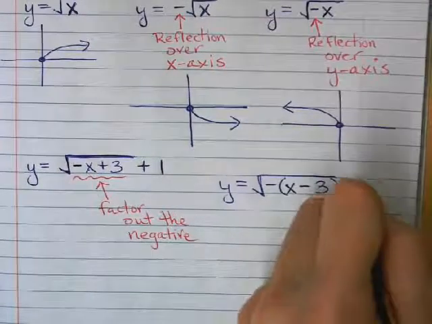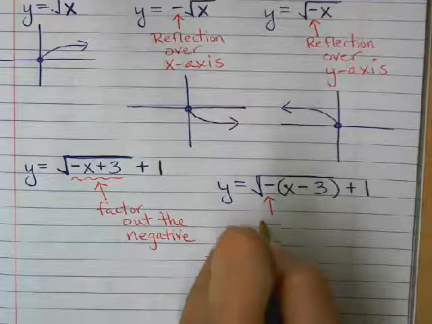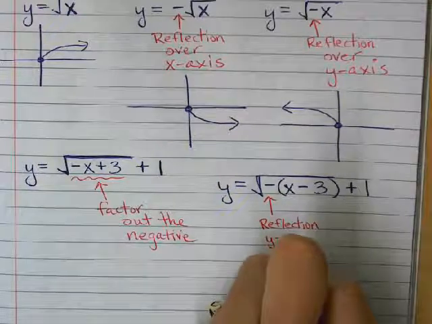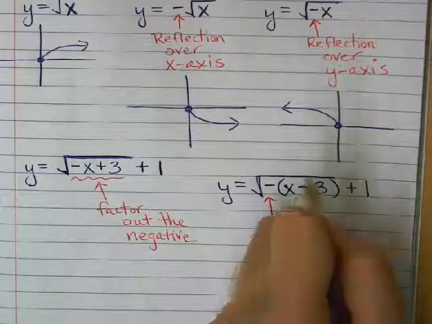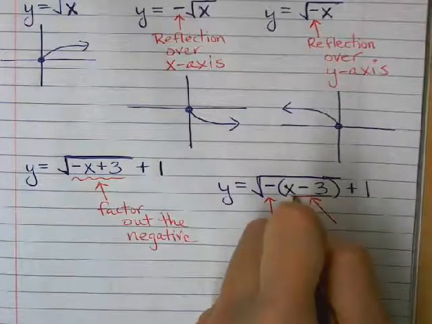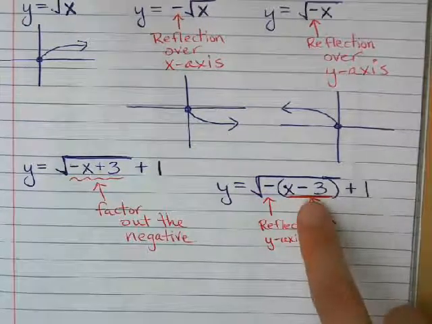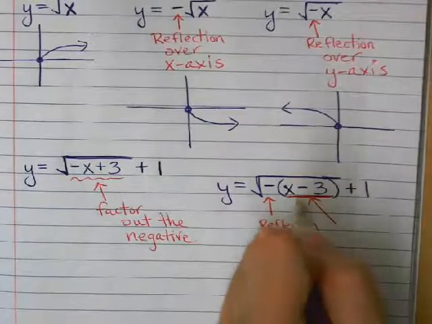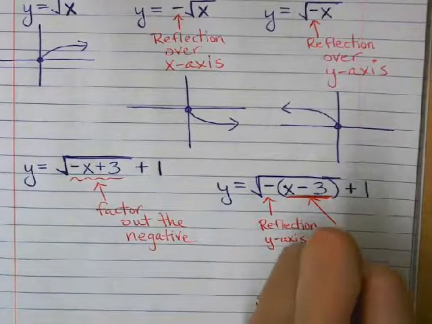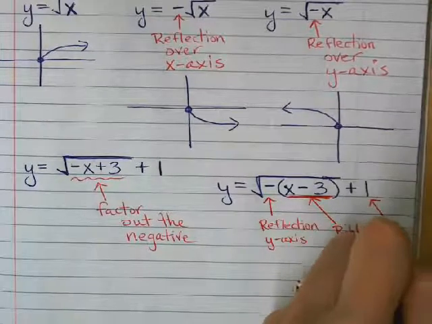Why am I telling you to factor it out? Because this is the reflection part. The negative is the reflection over the y-axis, right? And then usually the part inside tells you the left and right shifts. So now it's clear and separated from that reflection. Does x minus 3 make it go left or right? Remember, it's opposite, so it actually goes right 3, even though it says minus 3. And then the plus 1 would be up 1, right?